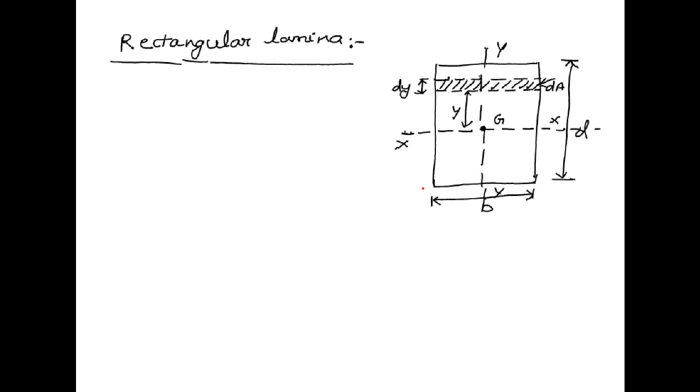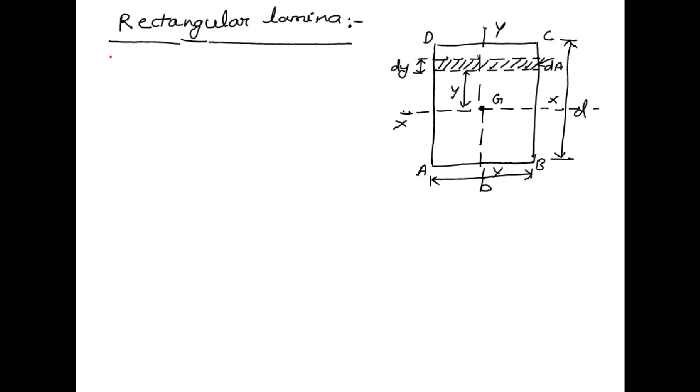If I am taking this rectangular lamina as A, B, C, D, and we want to find out the moment of inertia of this entire lamina about the bottom face, which we are taking as face AB, then denoting this as I AB, this is the moment of inertia of this rectangular lamina about the bottom face AB.